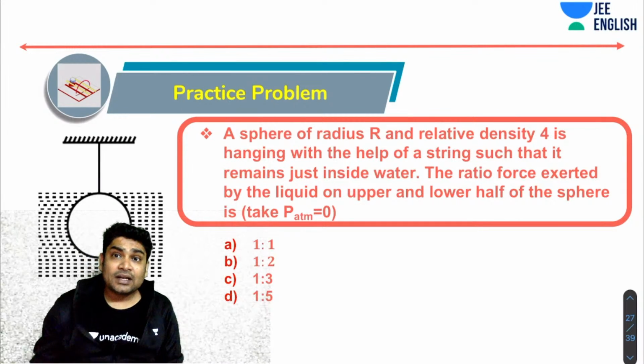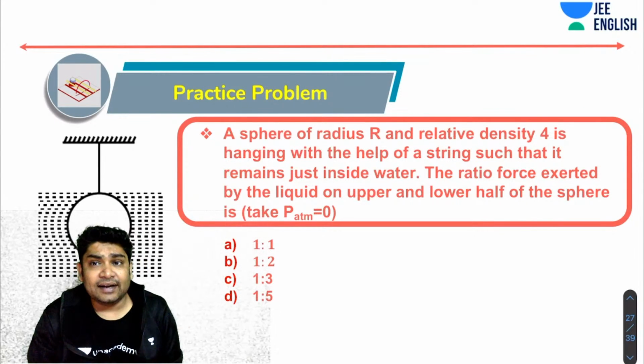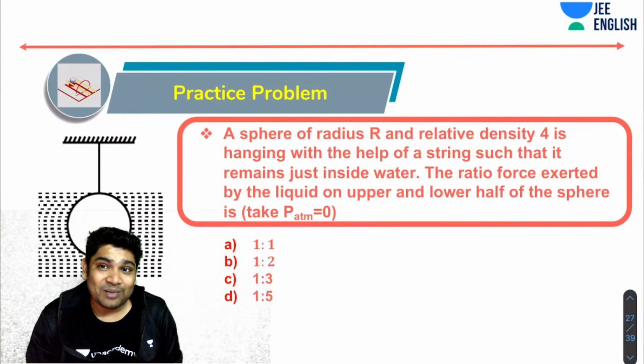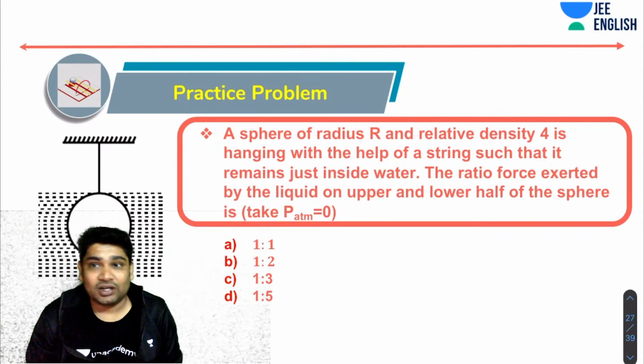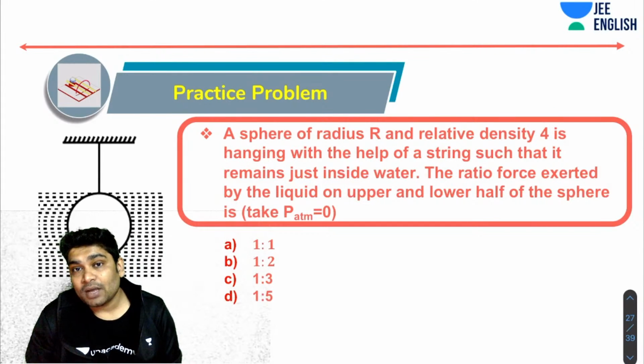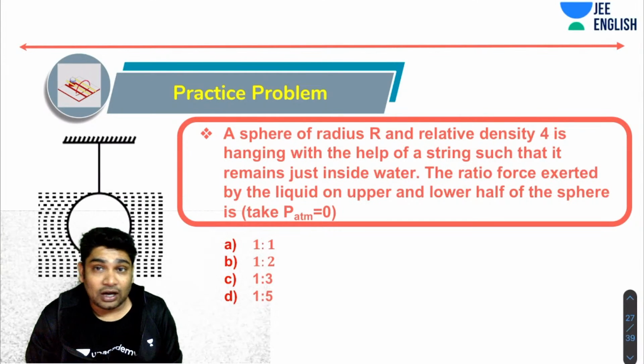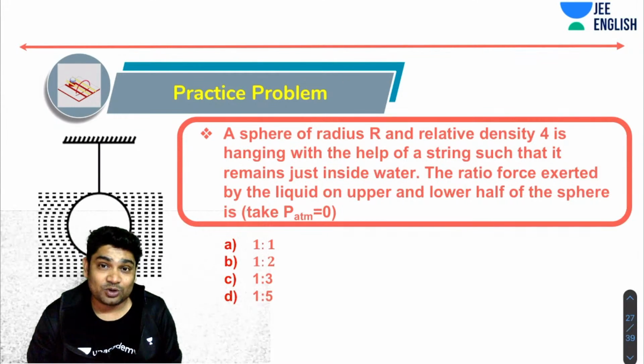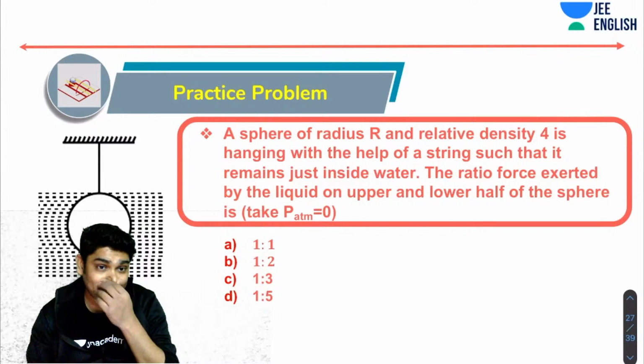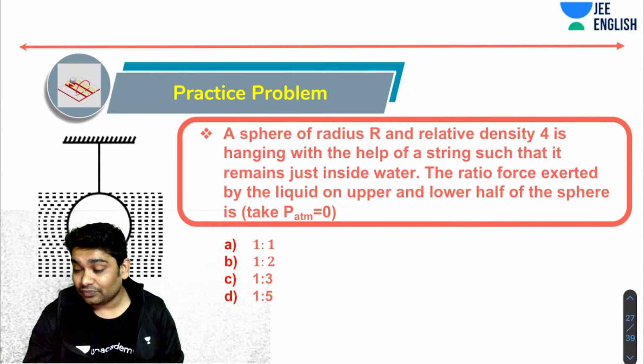And this says a sphere of radius capital R and relative density 4 is hanging with the help of a string such that it remains just inside water. The ratio of the force exerted by the liquid on the upper half and the lower half of the sphere is. So try this problem. This I think all of you must try. The must-try problem.